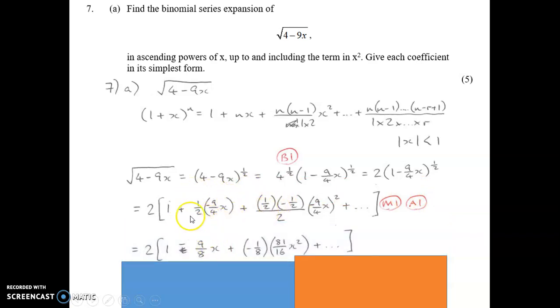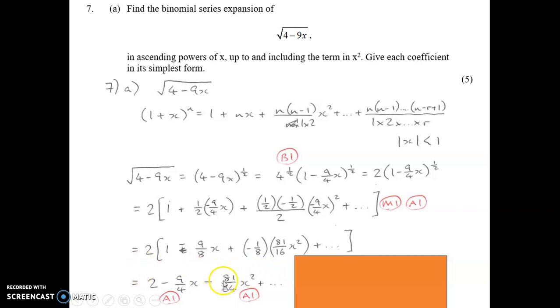So this first part, that's fairly easy to simplify, and I get minus 9/8 x. This bit comes out to give negative 1/8, and then when I square this, I have to make sure I square the coefficient to get 81 over 16, as well as squaring the x. And then I can simplify this third term further, and I've also multiplied through by 2, to give 2 minus 9/4 x. This comes out to be 81 over 64 x squared, negative that. Alright, and you'll get 2 more accuracy marks if you correctly get to that expression there.